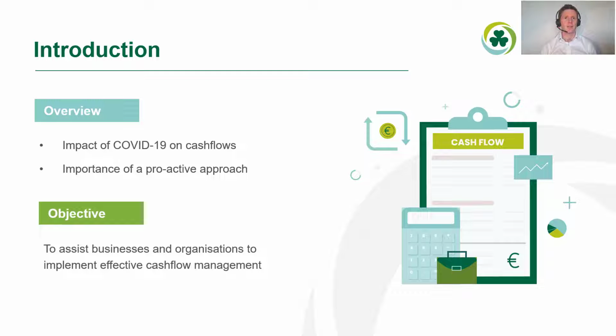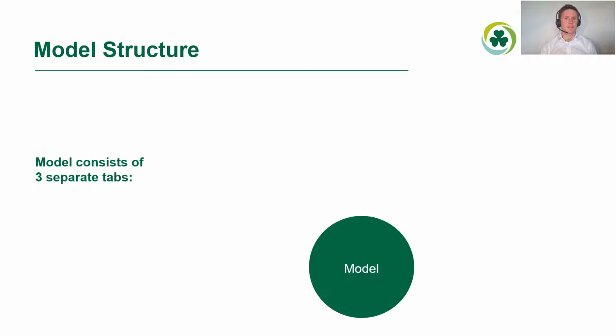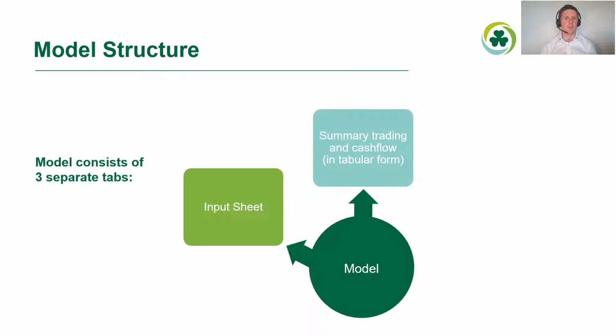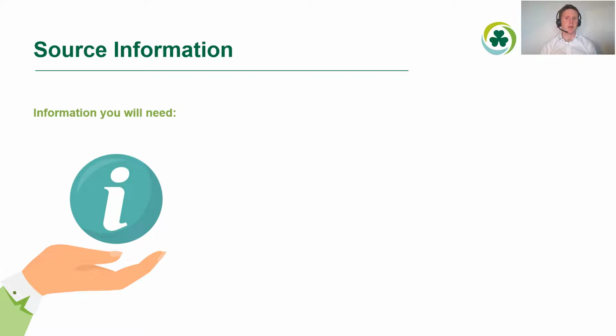The calculator is located here on the Fáilte Ireland website, and in this video tutorial I will illustrate how best to populate the model and analyse the outputs. The model consists of three separate tabs: Input Sheet, a Summary Trading and Cash Flow in tabular form, and a Graphical Output Analysis. Once populated, the model will provide the user with monthly trading projections and the resulting impact on your cash balances. In advance of populating the model, you will need the following information.